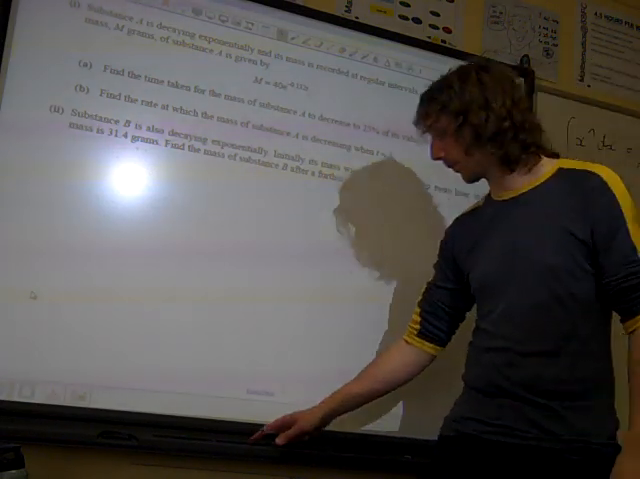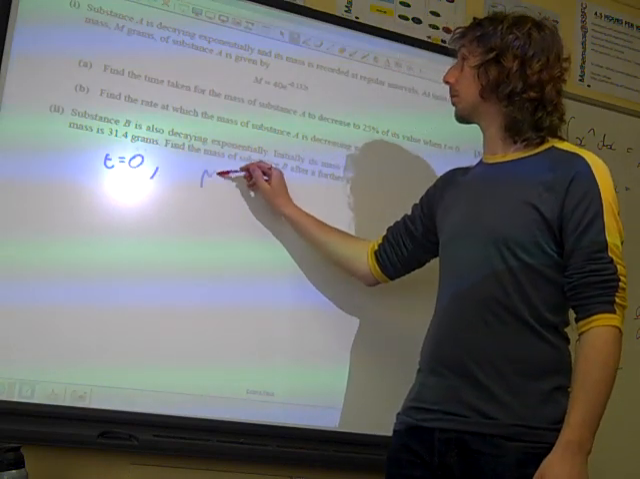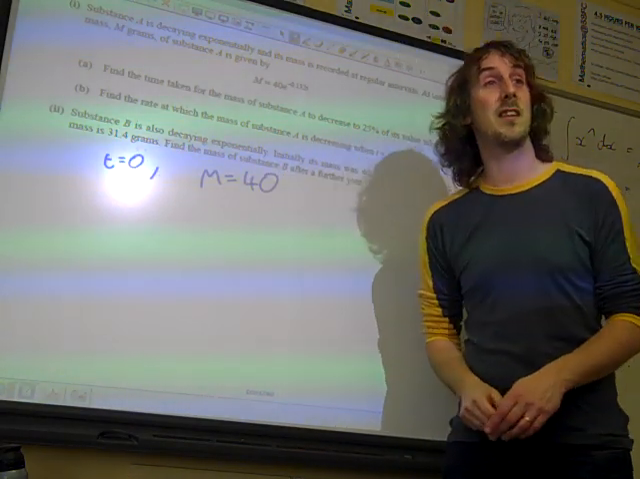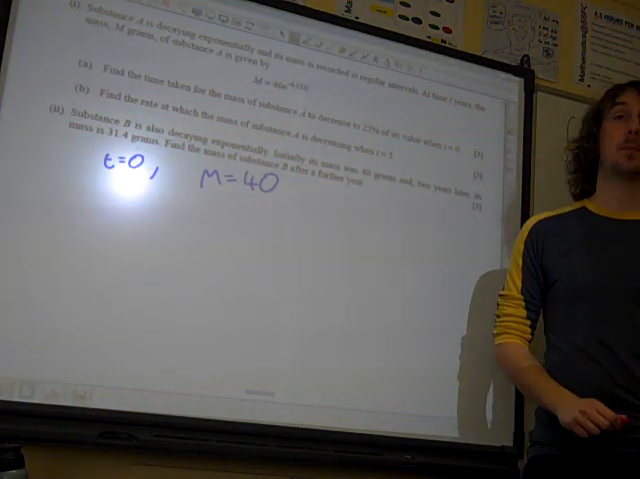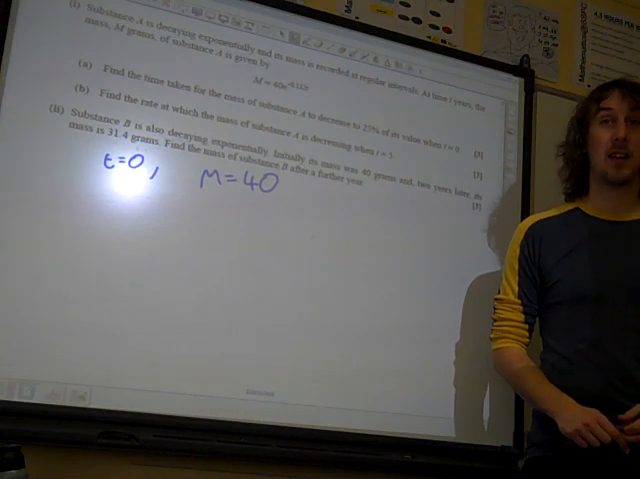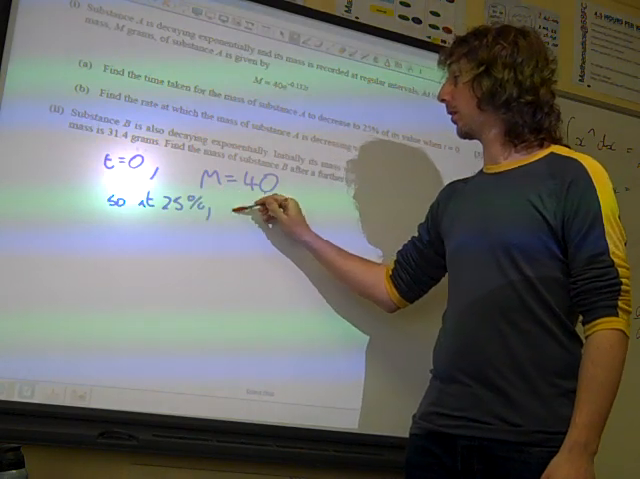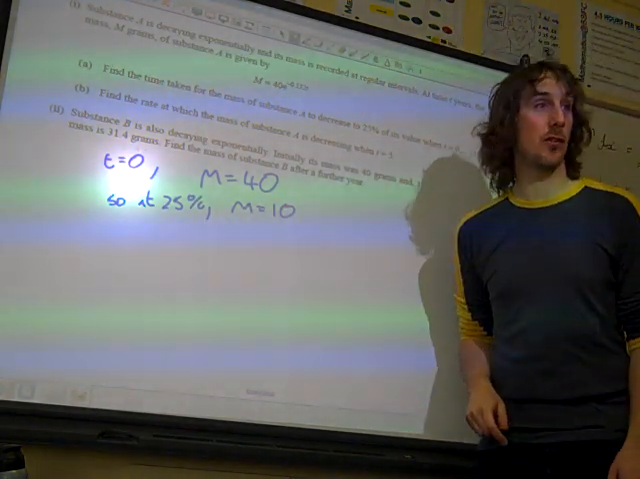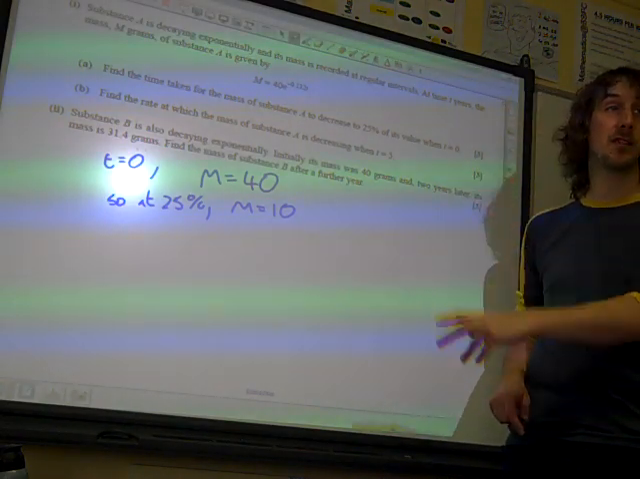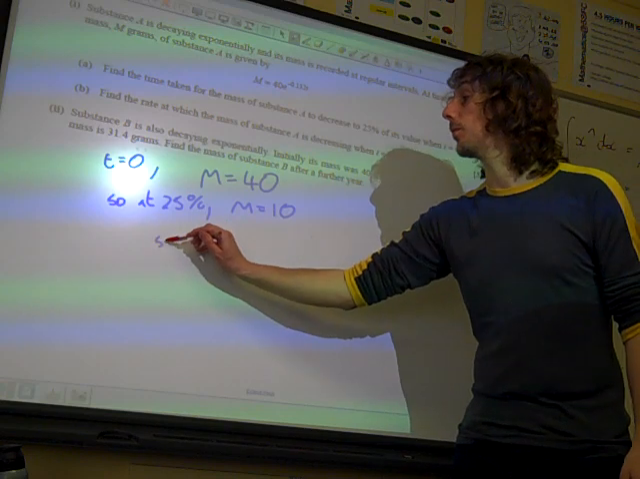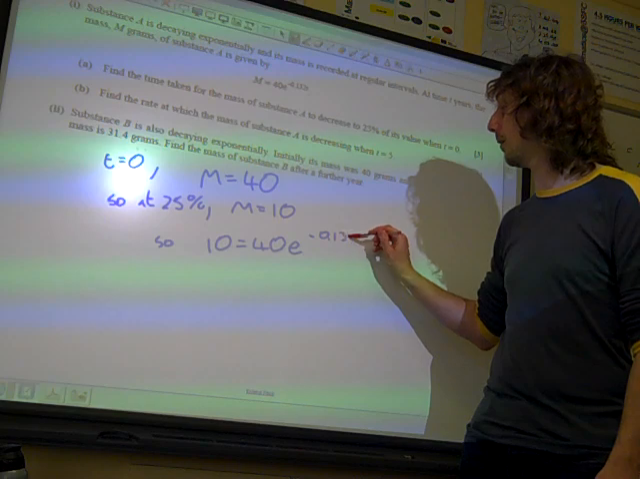Because when t equals 0, e to the power 0 is 1, so m equals 40. Okay, so when t is 0, m is 40. So what's the mass when it's decreased to 25% of its value? 10. So actually, this question is really saying find t when m equals 10. So we'll do that. So 10 is 40 e to the minus 0.132t.